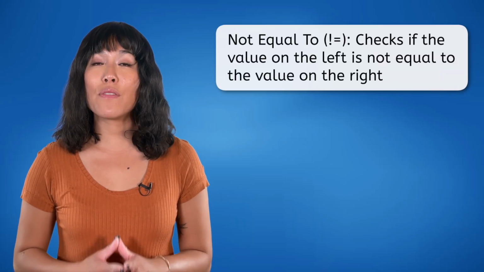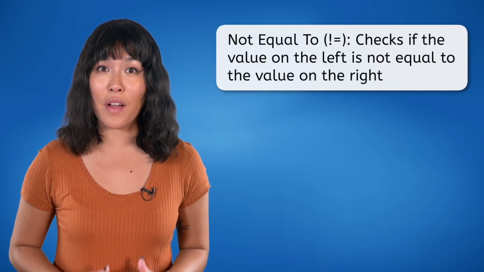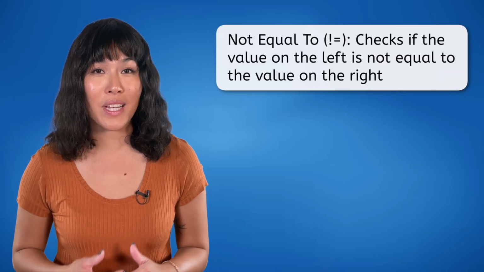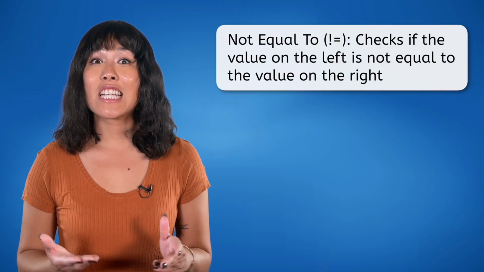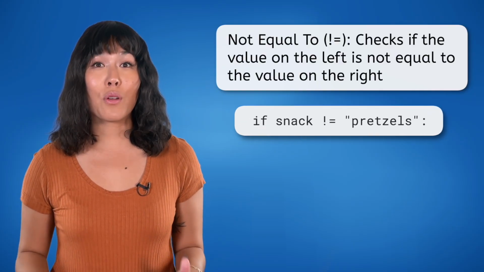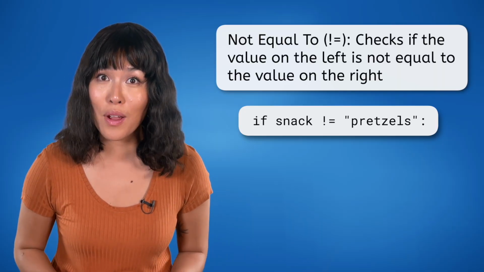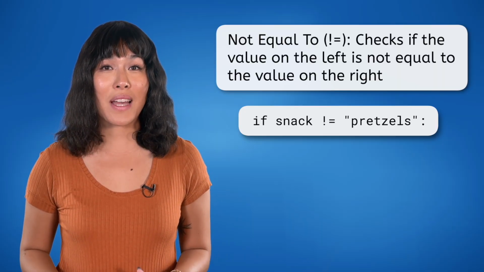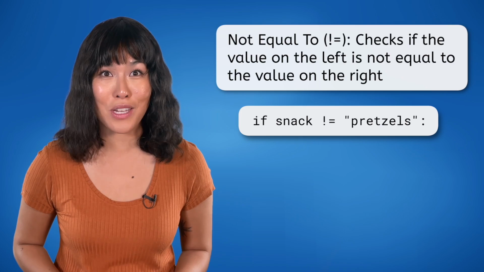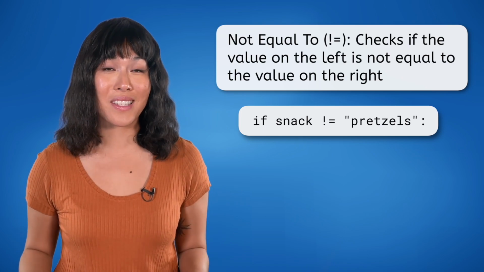Lastly, if we want to see if a value is not equal to another value, we use exclamation point equals, which is read as not equal to. If we were searching for a snack and would be happy with any snack that is not pretzels, we could do a check by saying snack exclamation point equals pretzels.